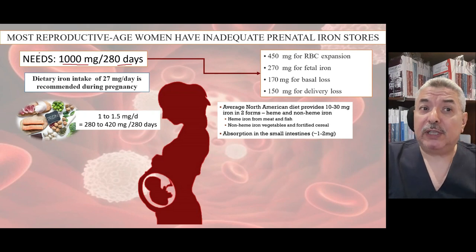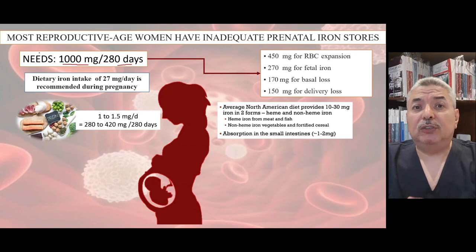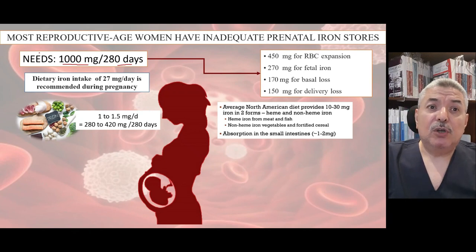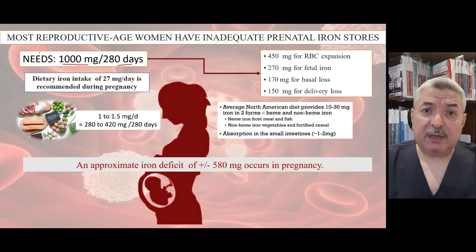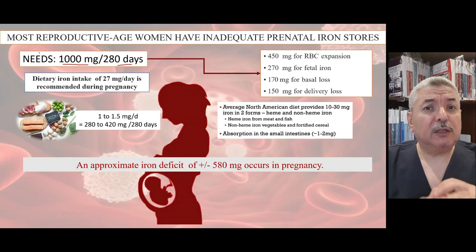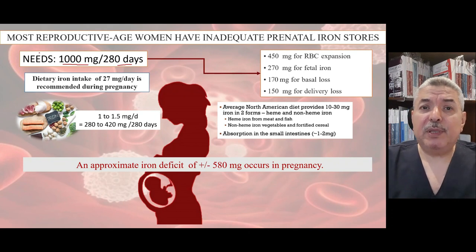So in 280 days, the woman will have gained 280 to 420 milligrams of iron. We need 1000. So we have a deficit in pregnancy, an iron deficit, regardless of nutrition, of about 500 to 600 milligrams iron. This cannot be met by diet. You will absorb 1 to 2 milligrams maximum. There is always a deficit.